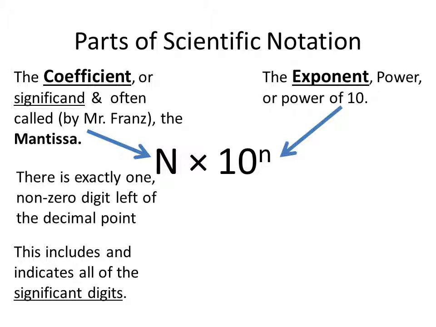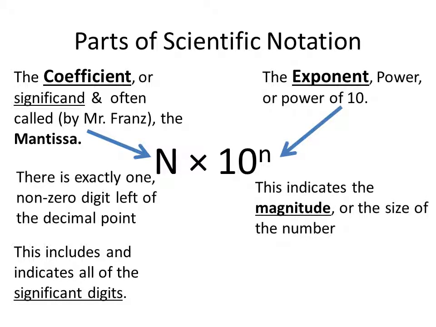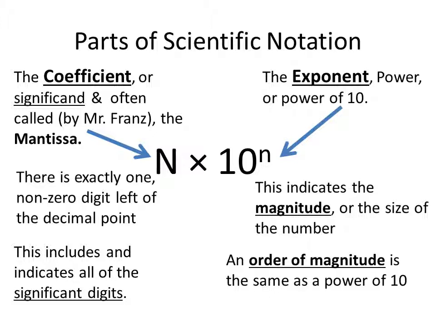The second part is called the exponent. It's often called the power or the power of 10 as well. That part of the scientific notation indicates the magnitude or the size of the number, how big it is. An order of magnitude is the same as a power of 10. So if we speak about orders of magnitude, we're talking about within a factor of 10.